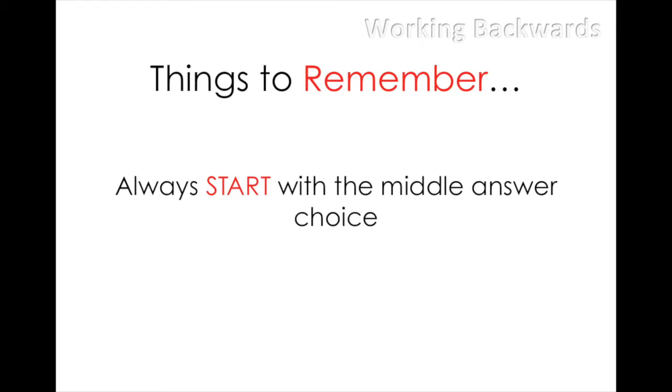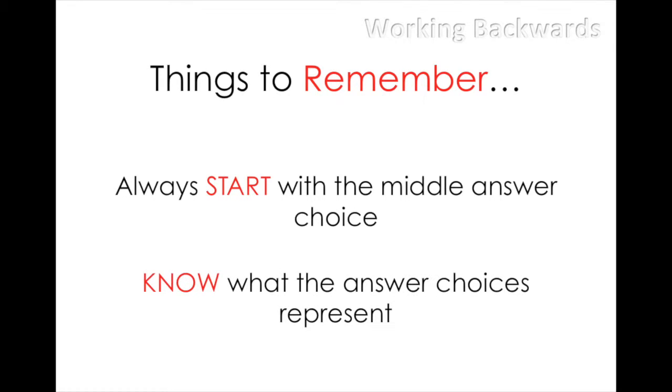The middle value will either give you the correct answer or an answer that is too big or too small. If it's too big, then you know the answer has to be a smaller number, eliminating the larger choices. If it's too small, it'll eliminate the smaller choices.